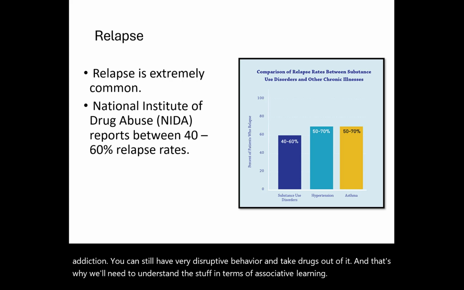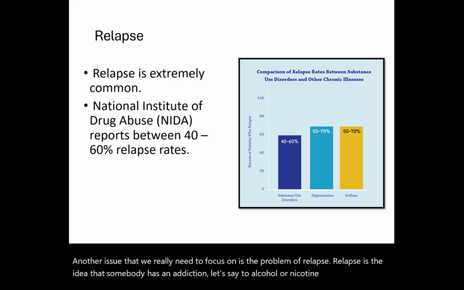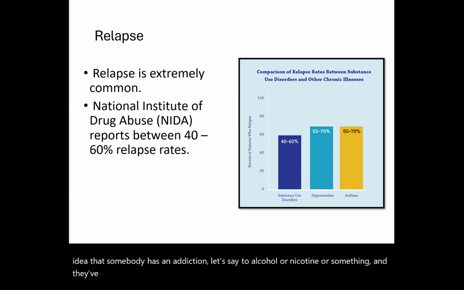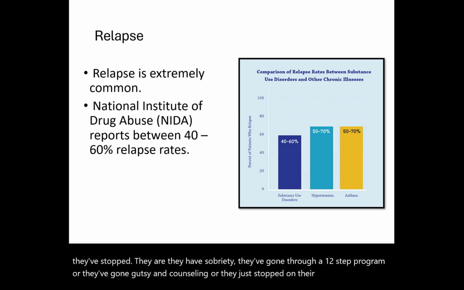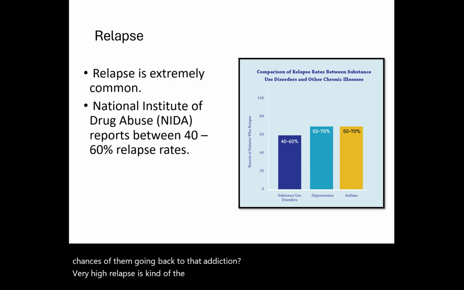Another issue that we really need to focus on is the problem of relapse. Relapse is the idea that somebody has an addiction, let's say to alcohol or nicotine or something, and they've stopped. They have sobriety. They've gone through a 12-step program, or they've got some counseling, or they've just stopped on their own. What's the chances of them going back to that addiction? Very high. Relapse is kind of the rule and not the exception.